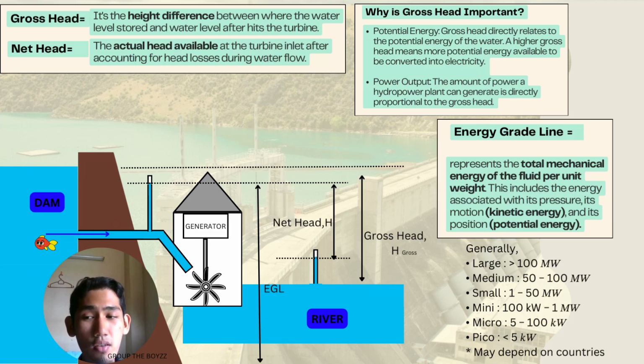The design of the gross head plays a crucial role in determining the output of a hydroelectric power plant. It depends on how much capacity needs to be supplied by this plant and how far it is transmitted to the user.